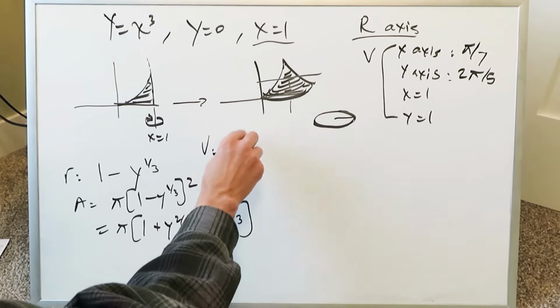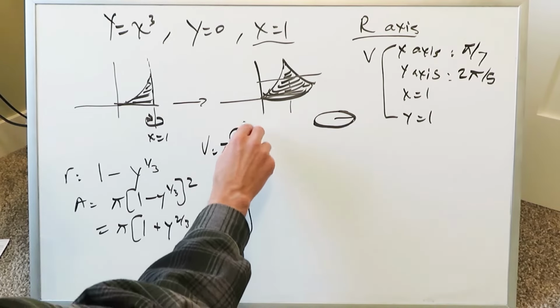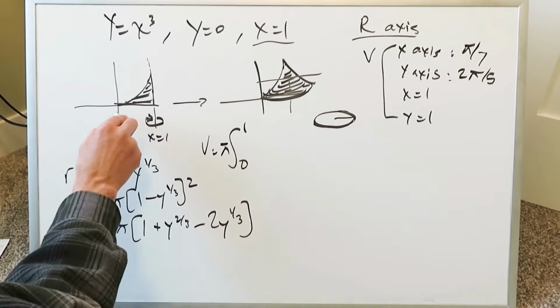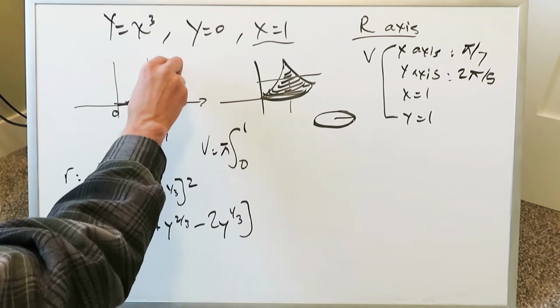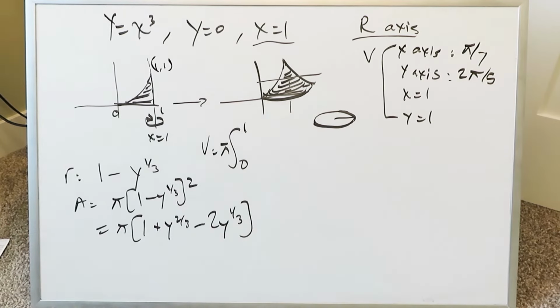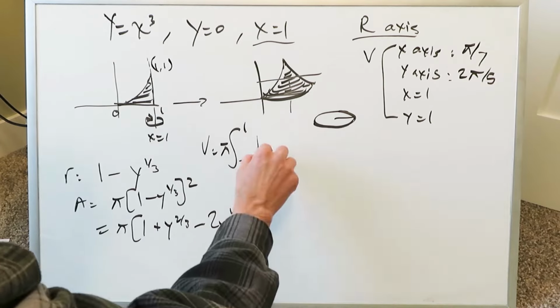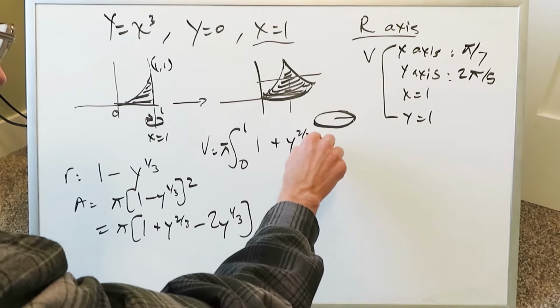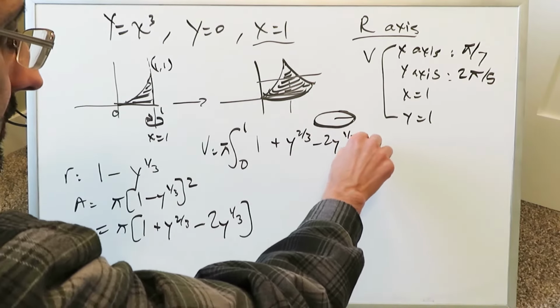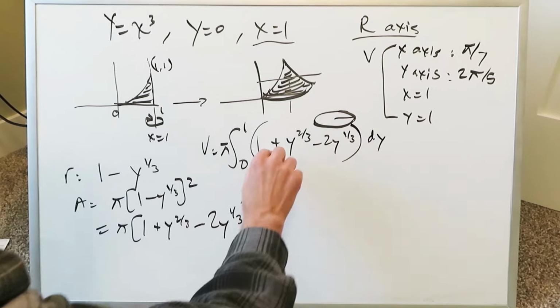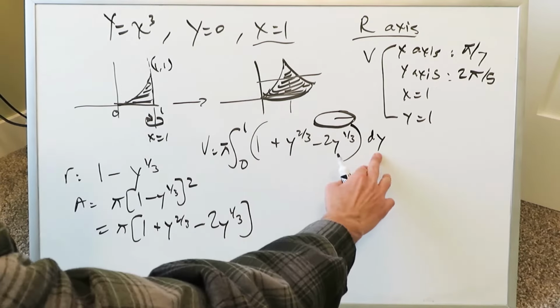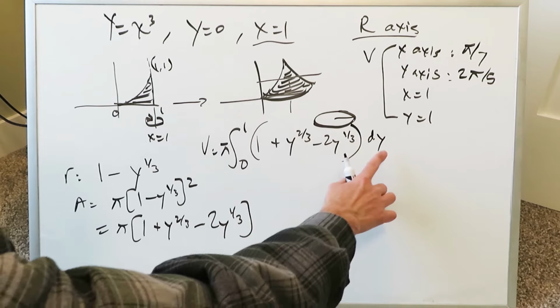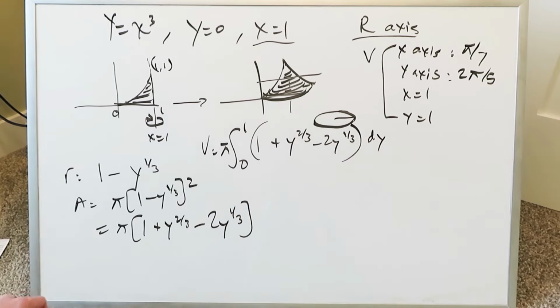You're going to do volume integration here with the pi pushed outside, always again from 0 to 1. Because again, all of these points are 0, 1 and 1 comma 1. Everything works out very well with that regard. We'll have a 1 plus y to the 2 over 3 minus 2y to the 1 over 3 dy. Remember, when you have vertical lines of rotation, you'll end up with a dy. When you have horizontal lines of rotation, you have dx, and everything accordingly changes.